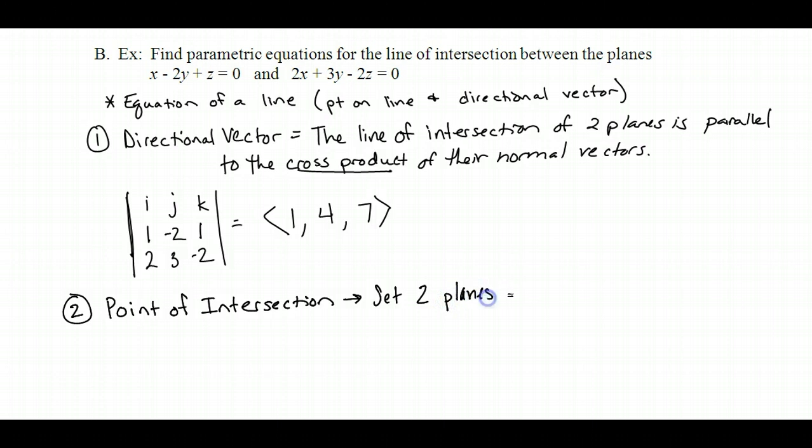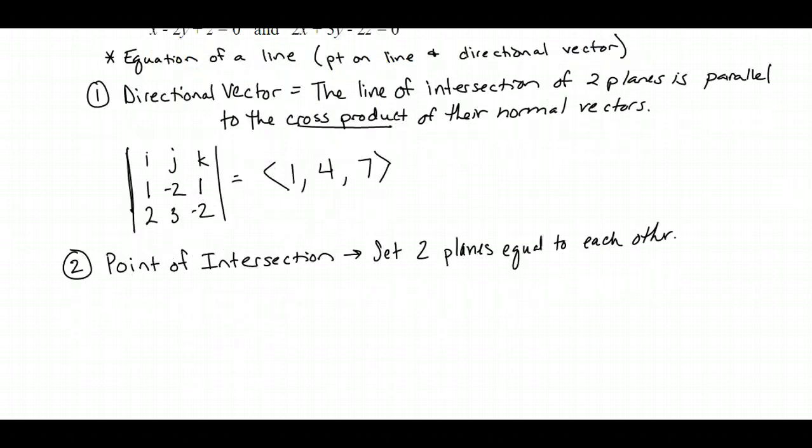Set the 2 planes equal to each other. In this situation, if we look back at our planes, we know they're both equal to 0. Therefore, we could say, hey, x minus 2y plus z is equal to 2x plus 3y minus 2z. But that's not always the case, so another way to set them equal to each other is to just create that system of linear equations.